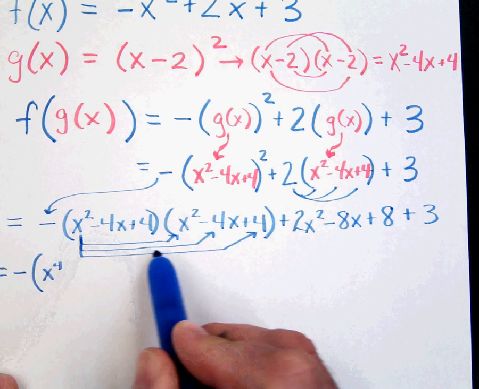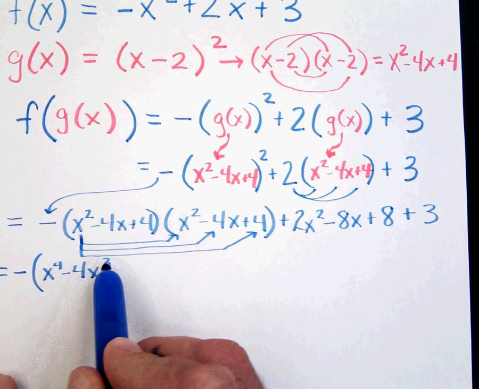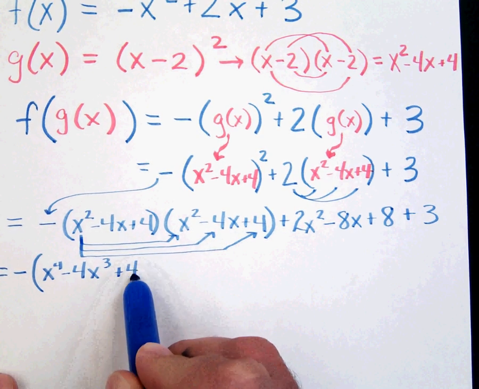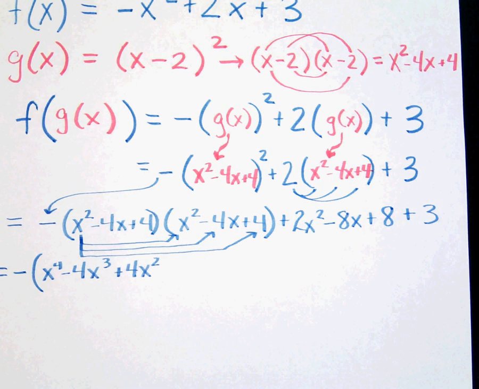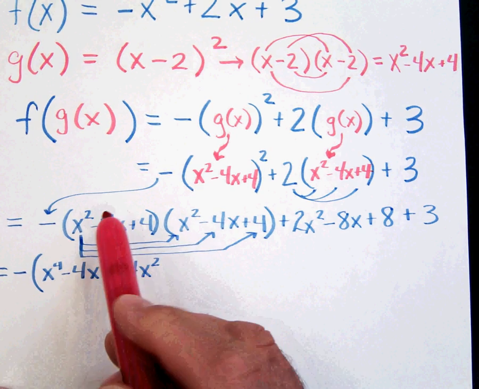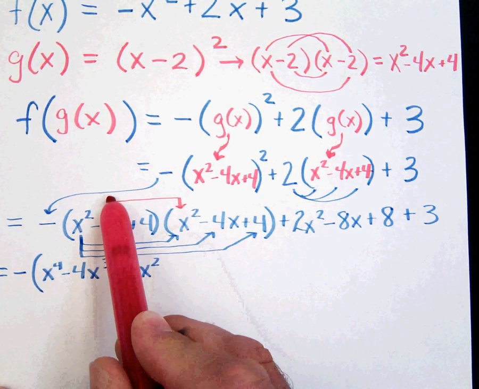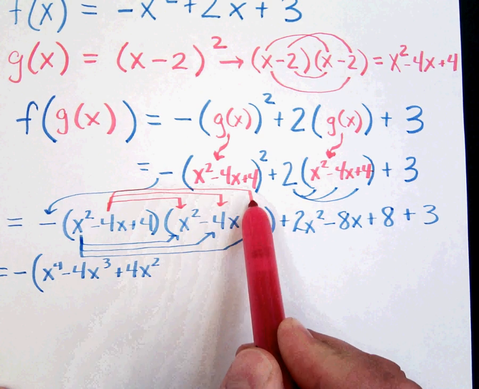X squared times negative 4x is negative 4x cubed. X squared times 4 is positive 4x squared. That's what I get when I do those 3 blue arrows. Next we'll move to the negative 4x. That needs to be distributed through to the x squared, to the negative 4x, and to the positive 4.